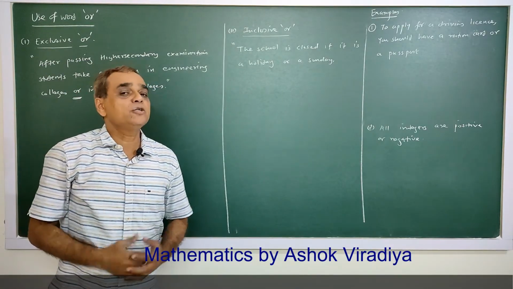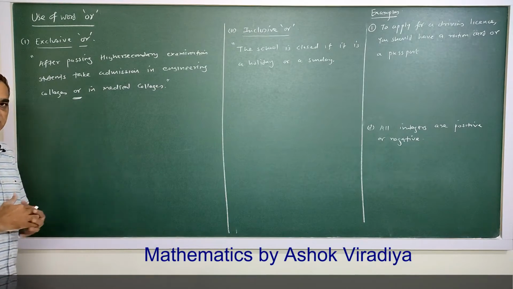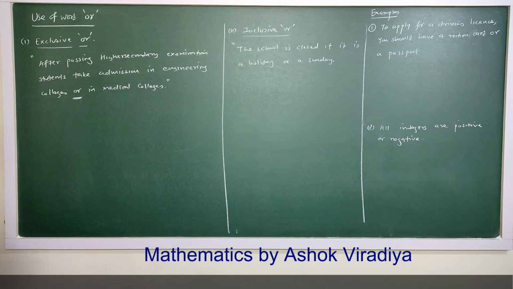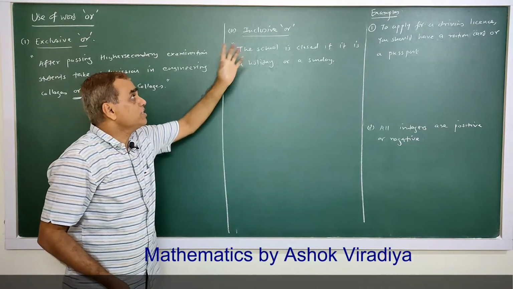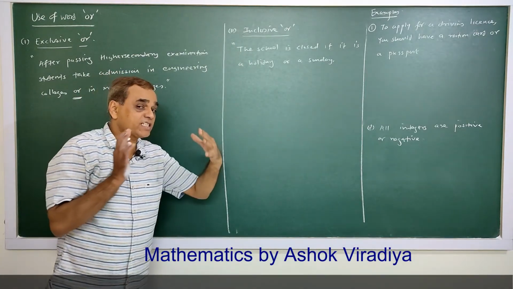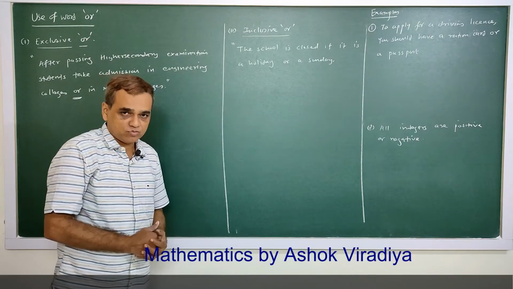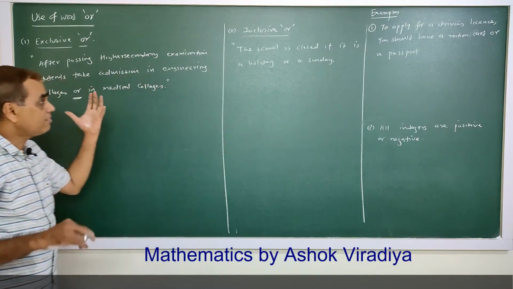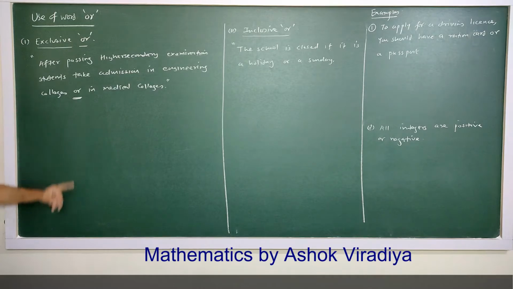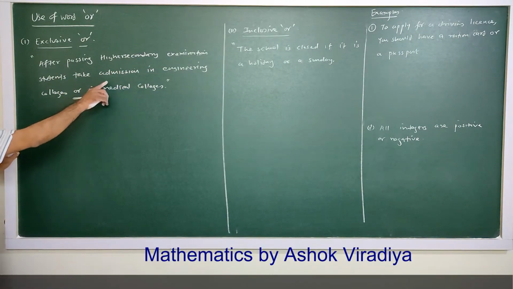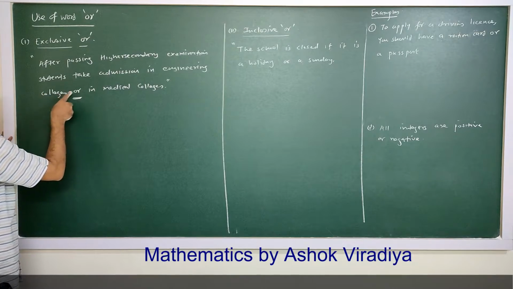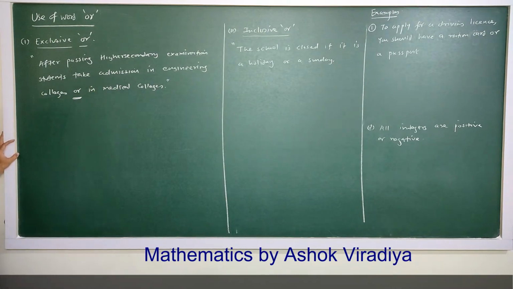Now we are discussing the use of the word OR, connective OR. Here, exclusive OR, if OR is used in exclusive sense or inclusive sense. Now what do exclusive and inclusive mean? To understand this, taking an example, look at this compound statement. After passing higher secondary examination, students take admission in engineering colleges or in medical colleges.